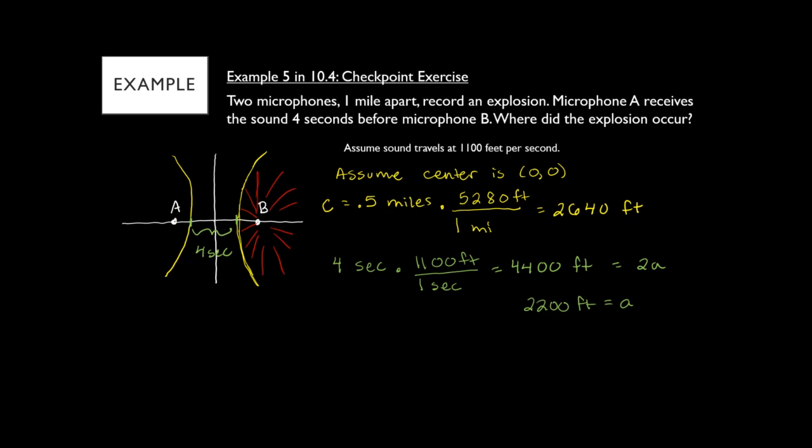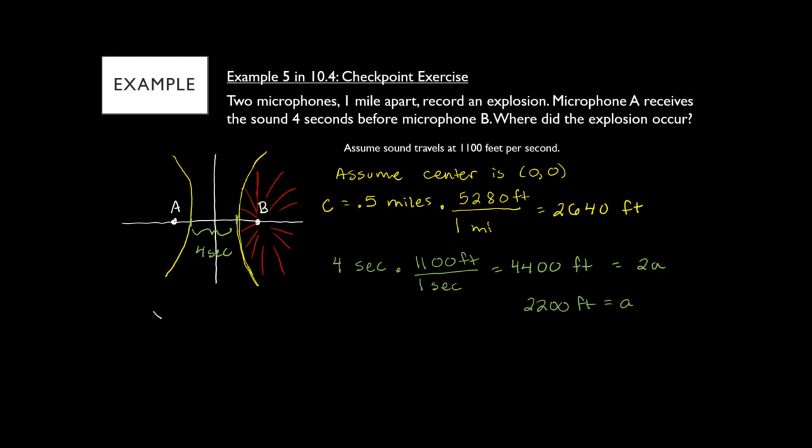So we have found C and we have found A, and we can use that information to find B, or B squared in our formula. So this is what I've drawn here is a horizontal hyperbola. We could have drawn this as a vertical because, again, we're just making lots of assumptions here because we're not given actual ordered pairs here.